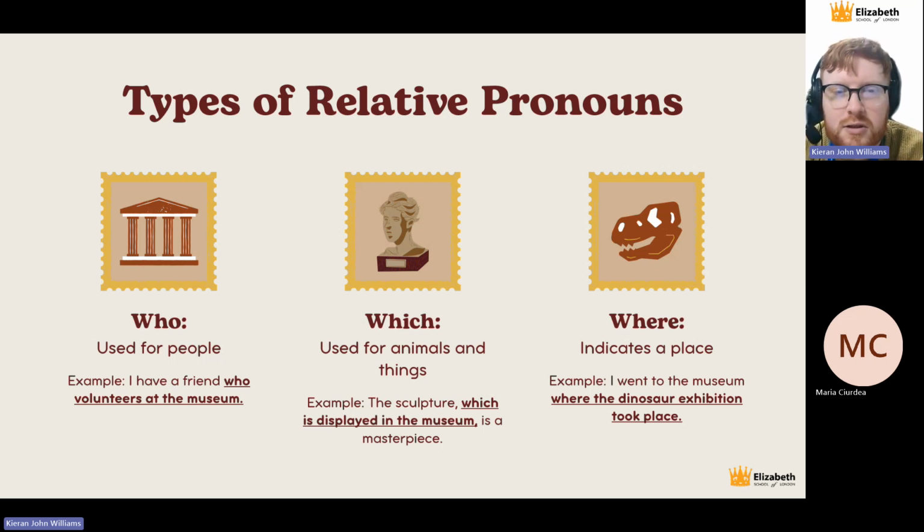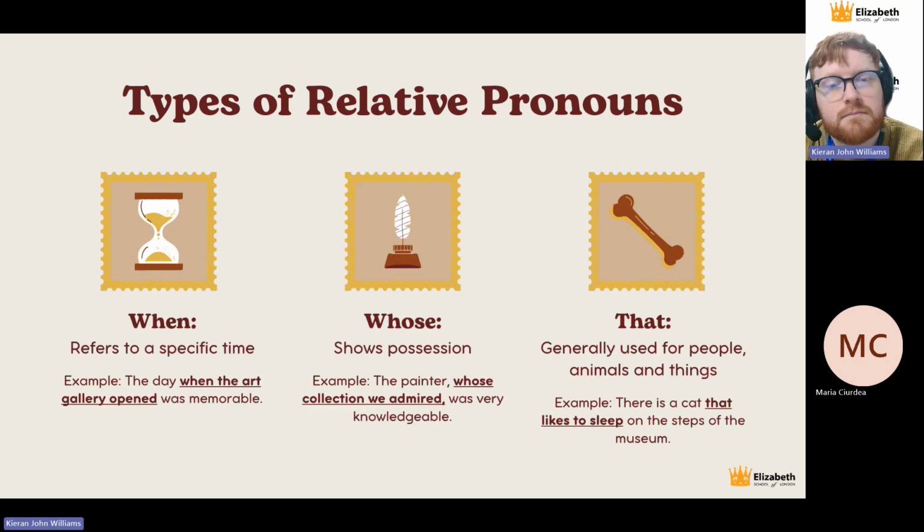Can you imagine what those 3 are, Maria? Okay. All right. So they are going to be similar words, probably beginning with WH. So our next one is when. And when, again, as you can imagine, talks about a specific time. So the example sentence tells us the day when the art gallery opened was memorable. The when part of the sentence is describing the day because that's a specific time.